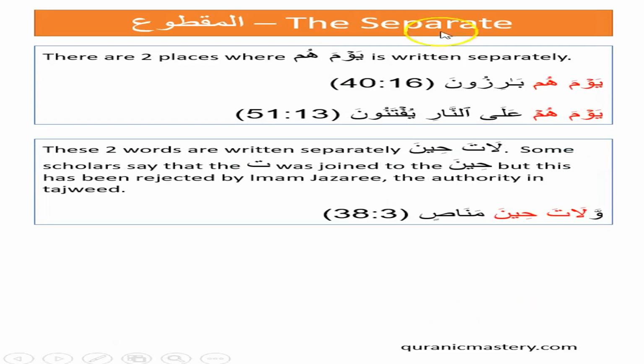And we have the two places where يَوْمَهُمْ is written separately. يَوْمَهُمْ بَارِزُونَ. Now, if you're going to stop, يَوْم. However, if you're going to continue, it's as normal: يَوْمَهُمْ عَلَى النَّارِ يُفْتَنُونَ. So, coming to the last one, these two words are written separately.